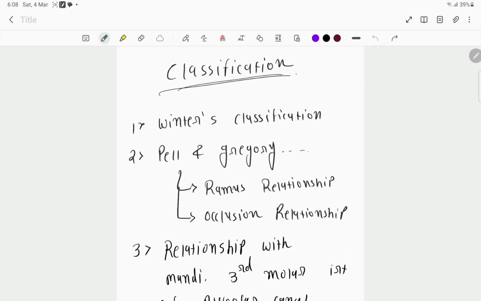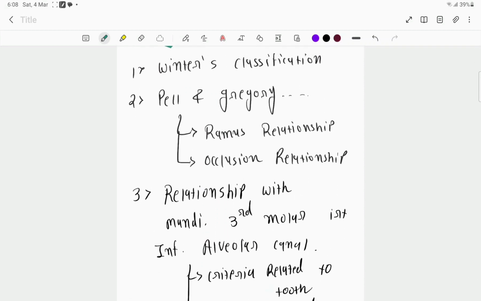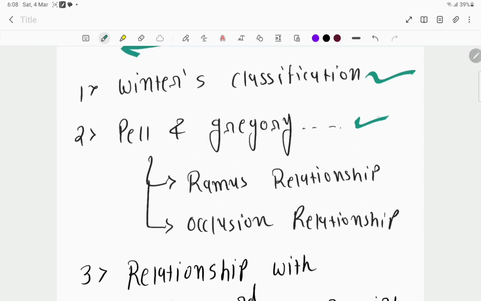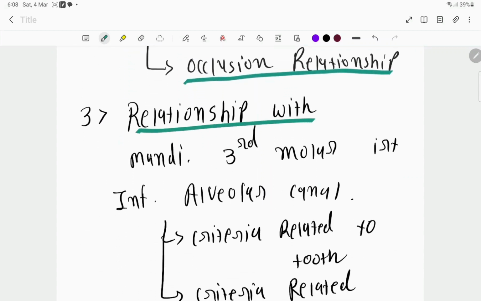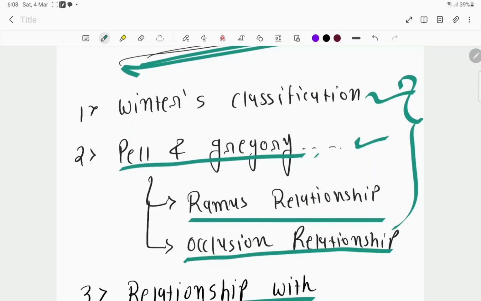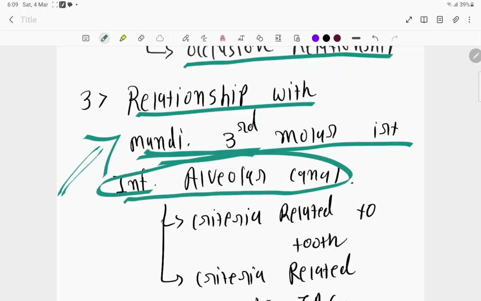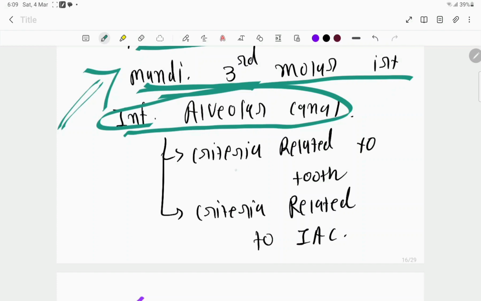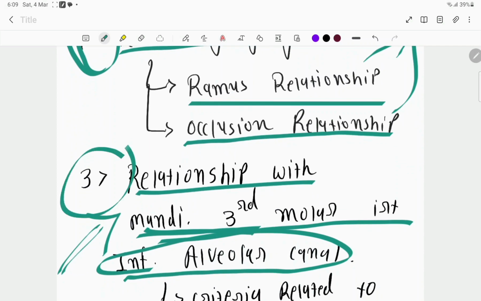Today we will start with the classification, and in classification we have three main classifications. First is the Winter classification, then Pell and Gregory. In Pell and Gregory we have two criteria: one is on the basis of ramus relationship and another is on the basis of occlusal relationship. The third one is the relationship with the inferior alveolar canal. These are specific for the mandibular third molar, in relation to the inferior alveolar canal, with two criteria related to the tooth and related to the inferior alveolar canal. In this video we are going to cover two classifications, and I will make a separate video on the rest.